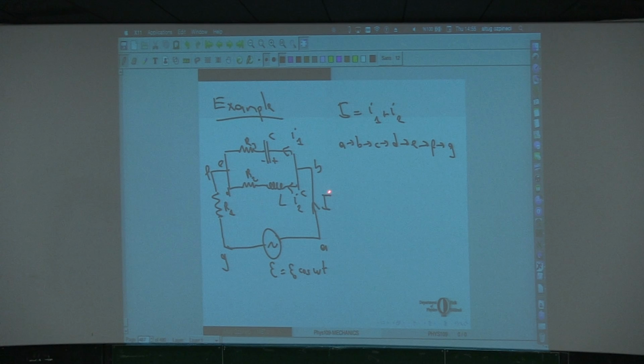So we started from A, there is no resistance over here, B, then we go to C. Now across the inductor, it is always L dI2 by dt. Now the question is, will it be positive or negative? Let's just assume that at a given instant, I2 is increasing.